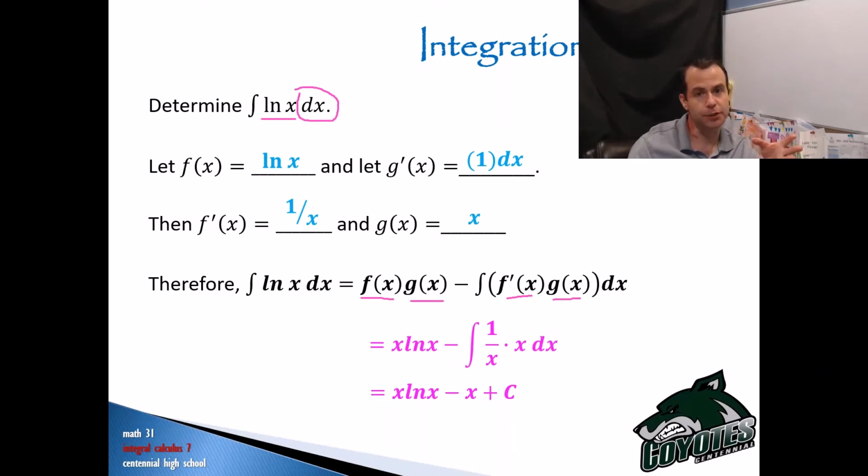Well, a couple of things just happened. What we've done is we have found the antiderivative of ln x. The antiderivative of ln x is x ln x minus x plus c. How do I know that's true? Well, I would need to take the derivative of x ln x minus x plus c. If I take the derivative of x ln x minus x plus c, I should end up with what I started with, right? Which is ln x.